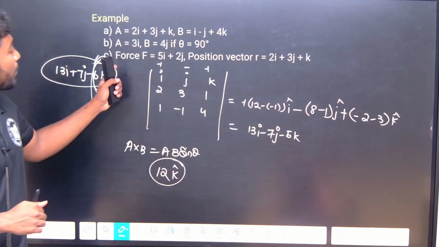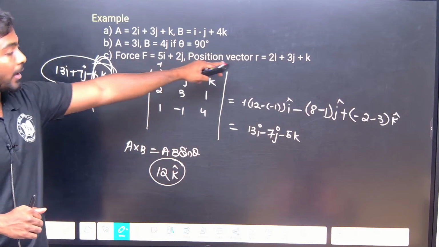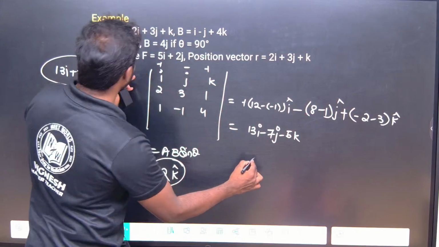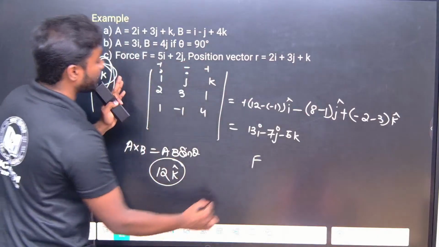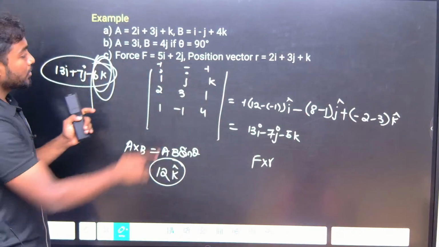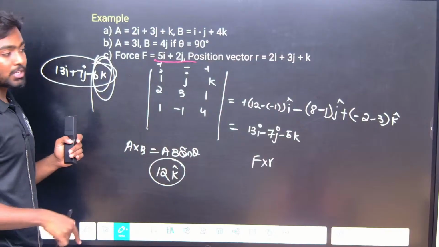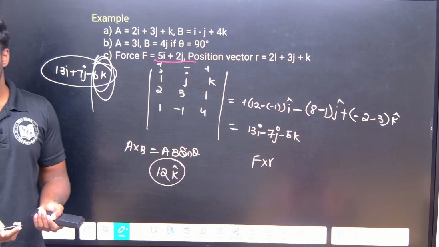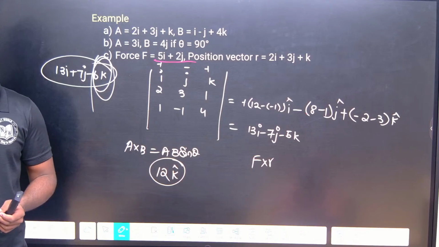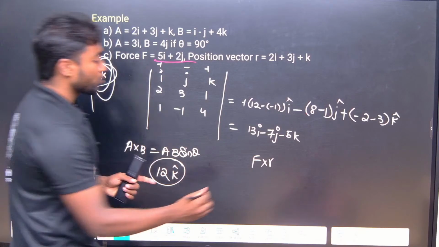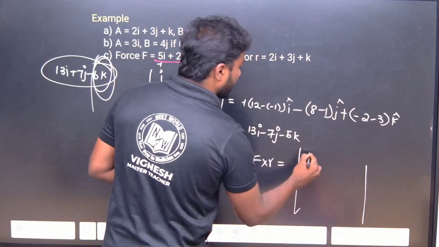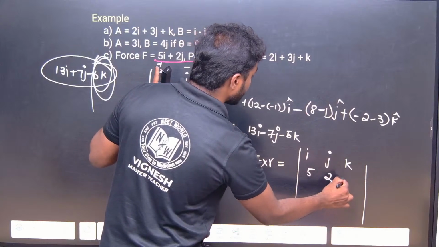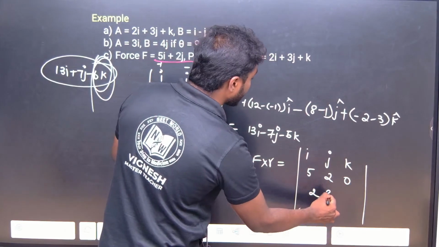What about the third one? F cross R, I should take. Torque is nothing but force and position vector, F cross R. Here they have given 5i plus 2j. What about k? I can take k as 0k. Zero means obviously if I add, I will get the same value. So I use the same method. I, j, k. 5, 2, 0, 2, 3, 1.